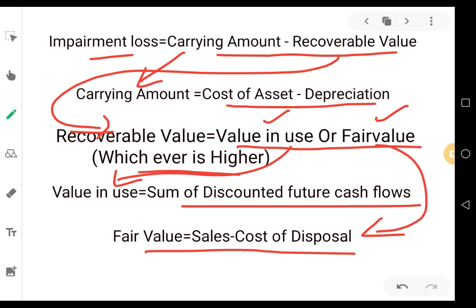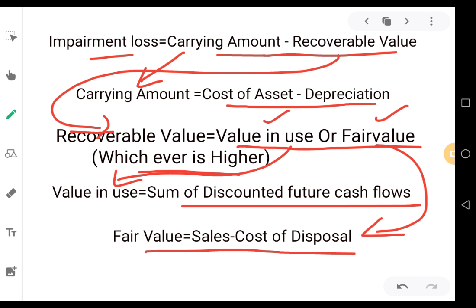Cost of the asset is the purchase price of the asset minus depreciation on it. Depends upon the number of years we are using that asset and any scrap value, like the formula we use for straight line method of depreciation. That is cost of the asset minus scrap value divided by life of the asset. With the help of that formula we calculate the depreciation, and based on the number of years we have used that asset, accumulated depreciation will be subtracted from the purchase price of the asset. So carrying amount equals cost of asset minus depreciation.